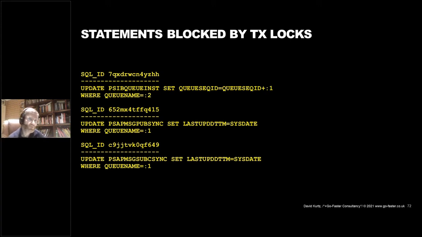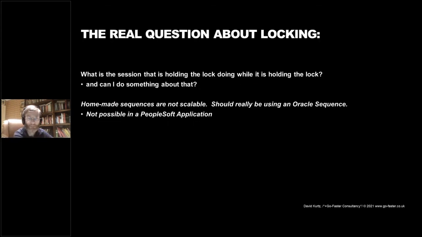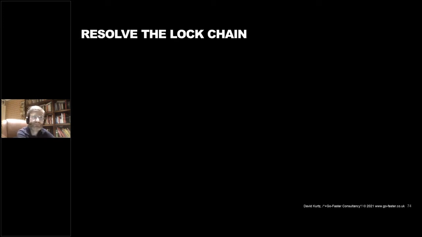The question is not why are these statements slow? The question is who was blocking them and what were they doing while they were holding the lock? And can I do something about that? This is also an example of why you should be using database sequences and not building your own homemade ones, but that's another story. So you want to resolve the lock chain.